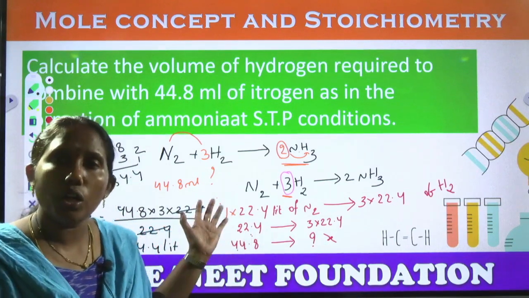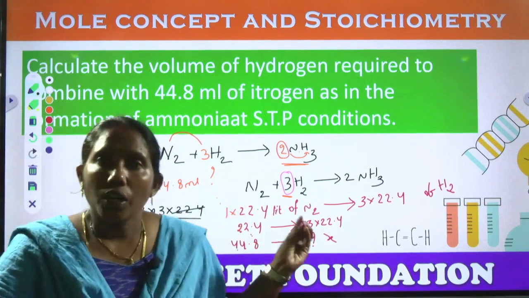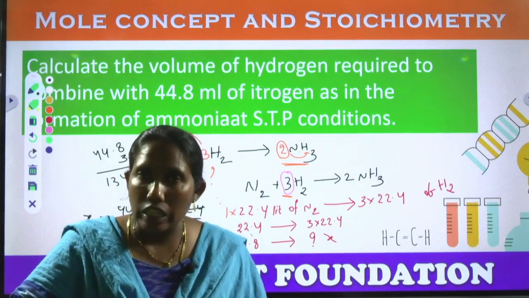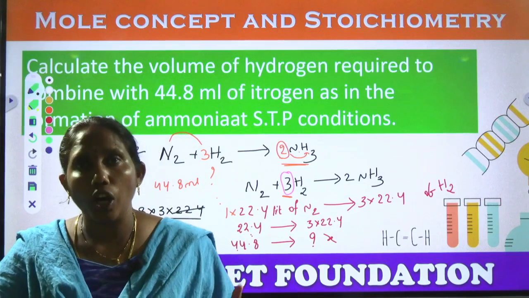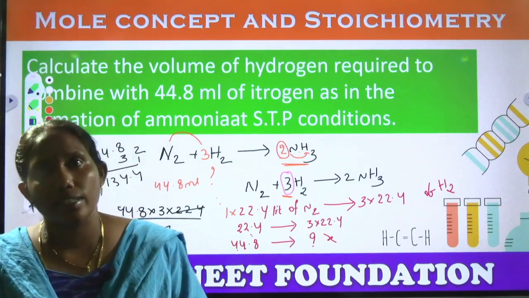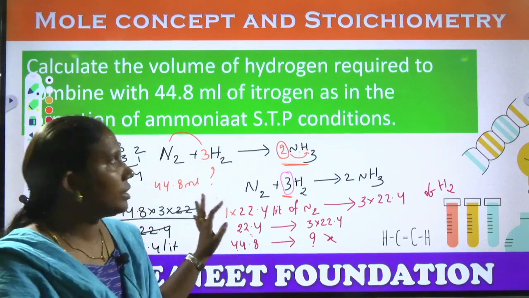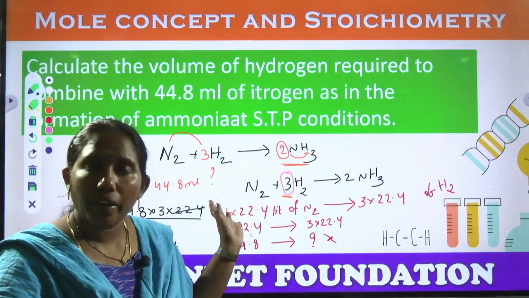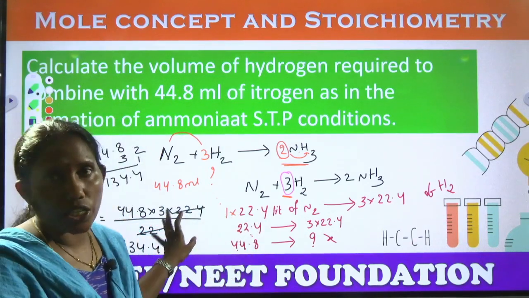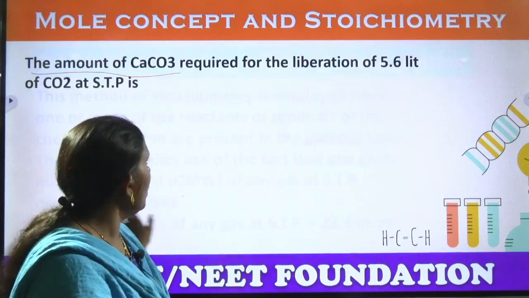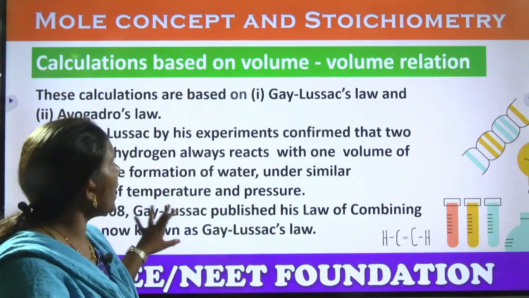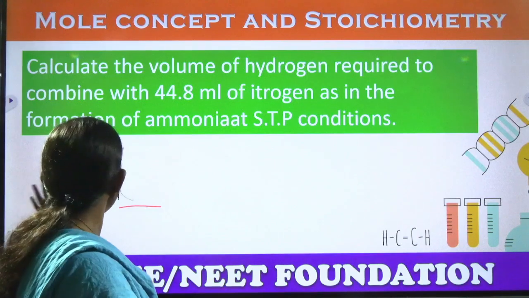So it is a volume relation. While you are taking weight, you have to take the molecular weight. While you are talking about the volume, then you have to take the volume 22.4 liters at STP. Okay, these are the methods to calculate weight and volume relationships. The calculations based on volume we have also completed.